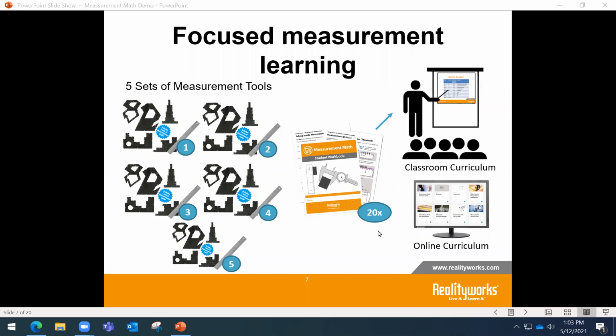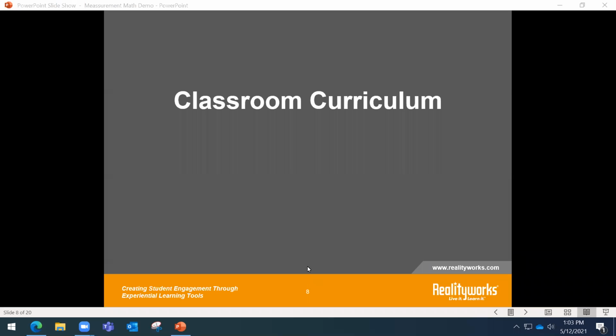Along with that, we have 2 different modes here. We have a classroom curriculum allowing students to learn in a classroom setting and also an online setting. Again, allowing for that interaction both for you and for your students. So let's talk about the classroom curriculum first.